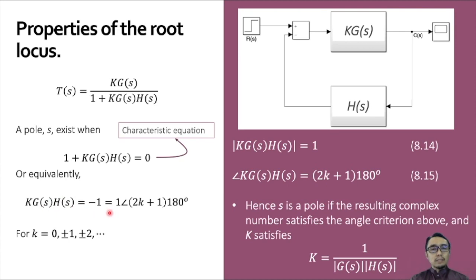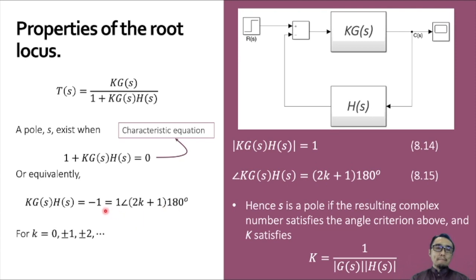Now this minus 1 can be represented in vector and angle form. So minus 1 is just 1, the magnitude is 1, with an angle of odd multiples of 180 degrees. So if k is 0, that is 180 degrees, if you count 180 degrees in the complex plane counterclockwise, then you will see it's exactly at minus 1.